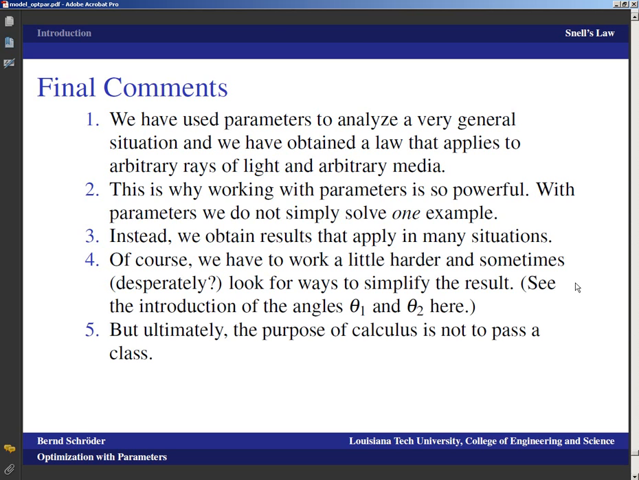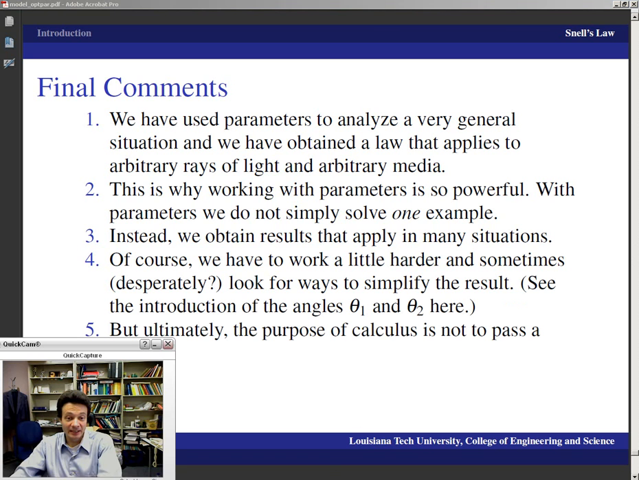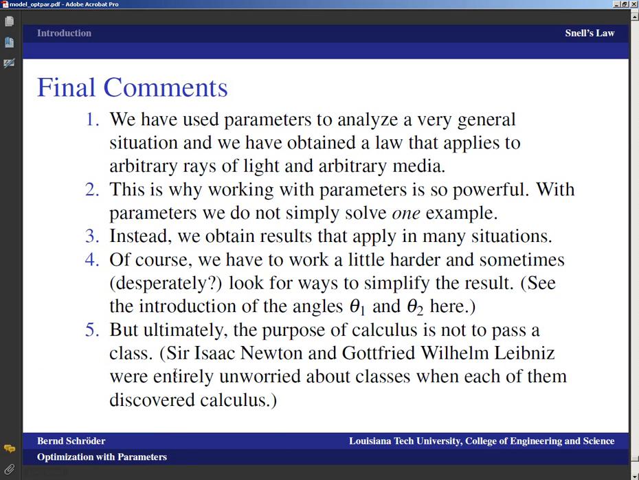But ultimately we also have to realize the purpose of calculus is not to pass a class. Now, don't get me wrong, I don't have a problem with you passing the class. In fact, I want you to make an A. There's nothing wrong with that. In fact, it's kind of enjoyable. It gives you an even bigger sense of accomplishment than the one that you should derive from simply passing the class. But nonetheless, if we're looking at the giants who invented calculus, Sir Isaac Newton of Great Britain and Gottfried Wilhelm Leibniz of Germany, they were entirely unworried about classes when each of them discovered calculus.